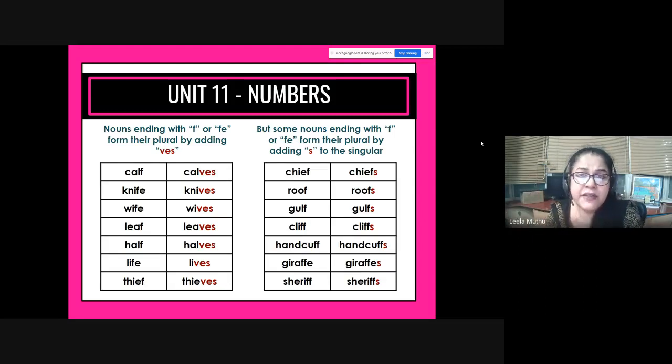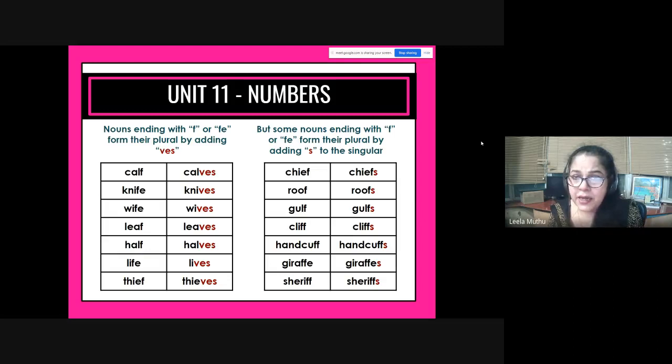So calf, remove the F and add VES. So it's calves. Knife, remove the FE and add VES, knives. Wife, wives. Leaf ends with an F, remove the F and add VES, leaves. Half, halves. Life, lives. Thief, thieves. Okay, but then you have some exceptions, as you always have in the English language.